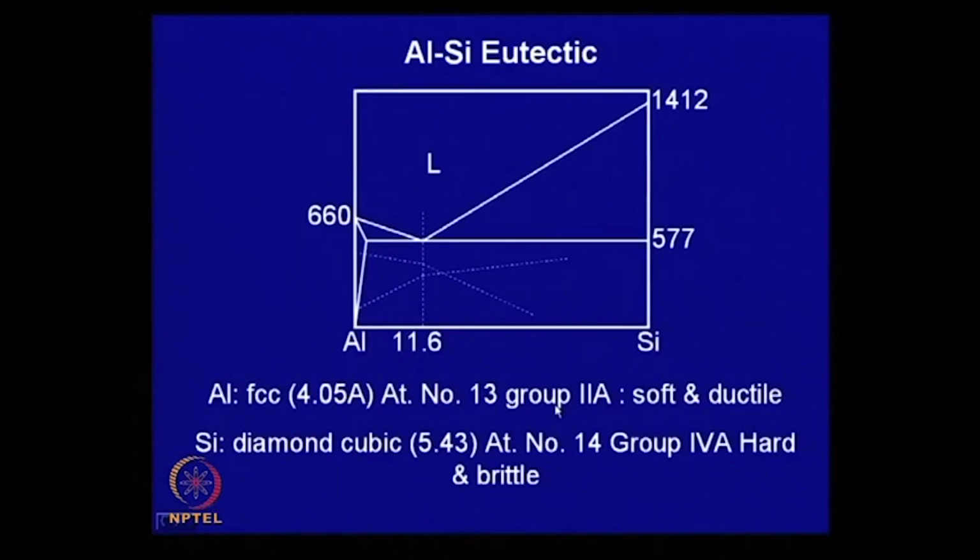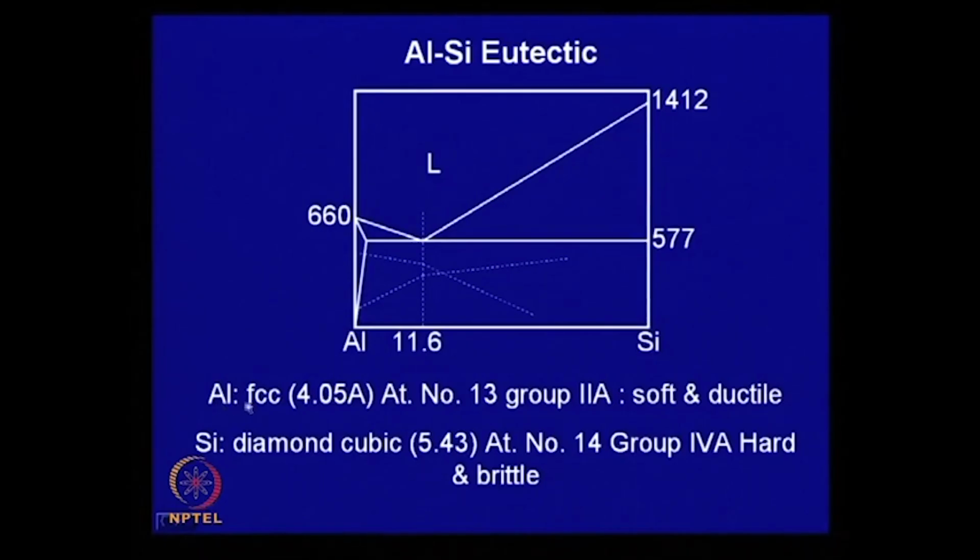Another common eutectic which is of commercial importance is aluminum silicon. Aluminum silicon is a good cast alloy, and many components, engine components, are made of aluminum silicon eutectic. This is not to scale, but the eutectic temperature is correct, 577. This is the melting point of silicon, this is the melting point of aluminum, and the eutectic composition is around 11% silicon. This 11% is a weight percent; atomic percent will be a little different.